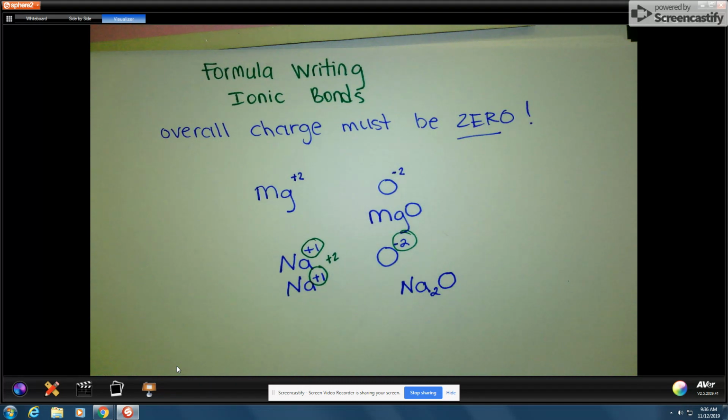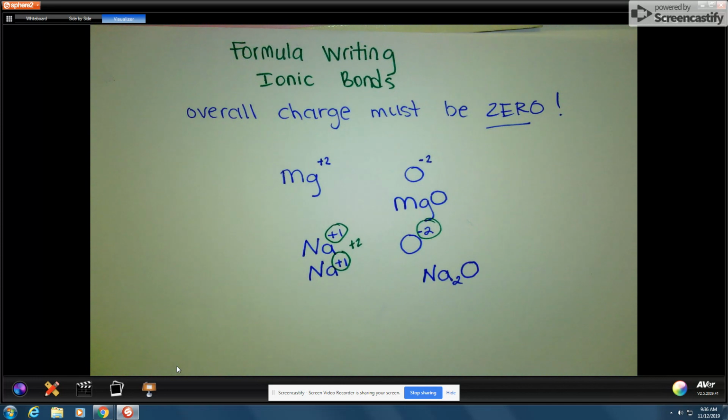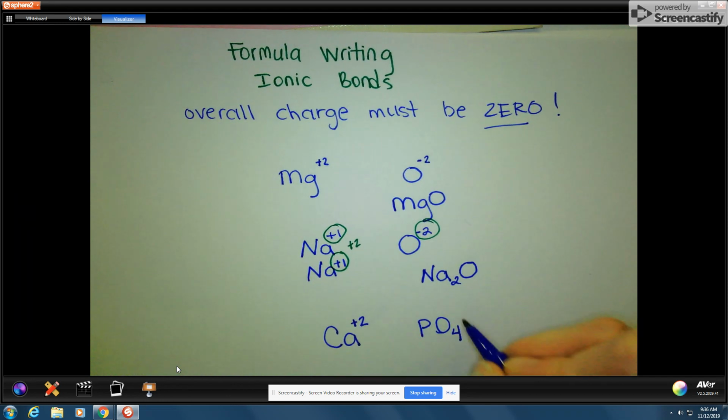Now, what if I have a polyatomic? And I'm going to make this one a little bit more difficult because I think it's okay. I think we got this. Let's say that I have calcium and phosphate. This is why it's so important that you know your charges. So calcium, you look on the periodic table, it's +2. Phosphate is PO4. You do have to have it memorized, 3- or -3.